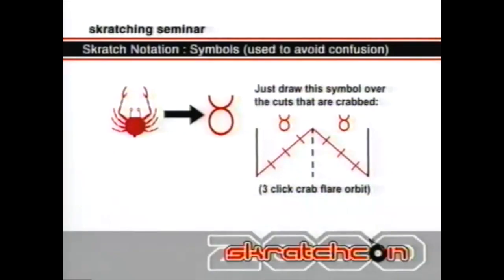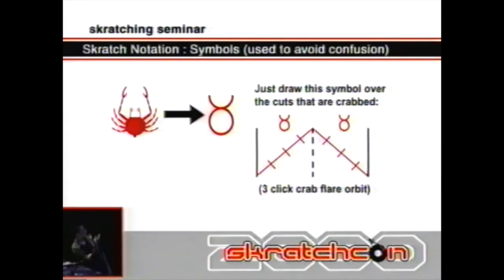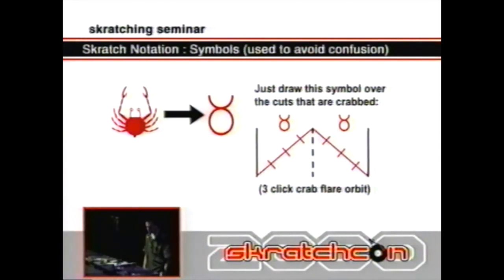For example, the most obvious case, I think, is crabbing. So I drew a little crab to explain where my symbol for the crab came from. Because let's say you're doing, for example, a 3-click crab flare like this. If you're thinking about just the clicks themselves or the movement on the record, it's basically the same thing as a 3-click flare without the crab. So to mark the difference, I add the symbol of the crab over the cuts that are crab.